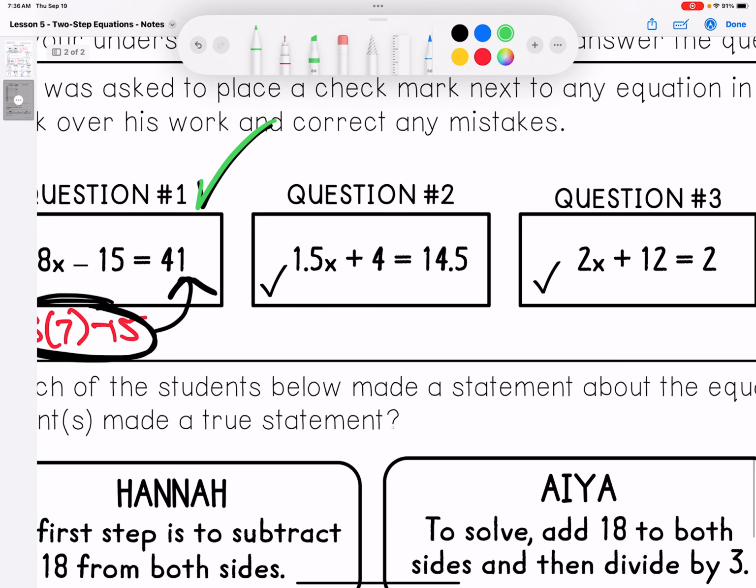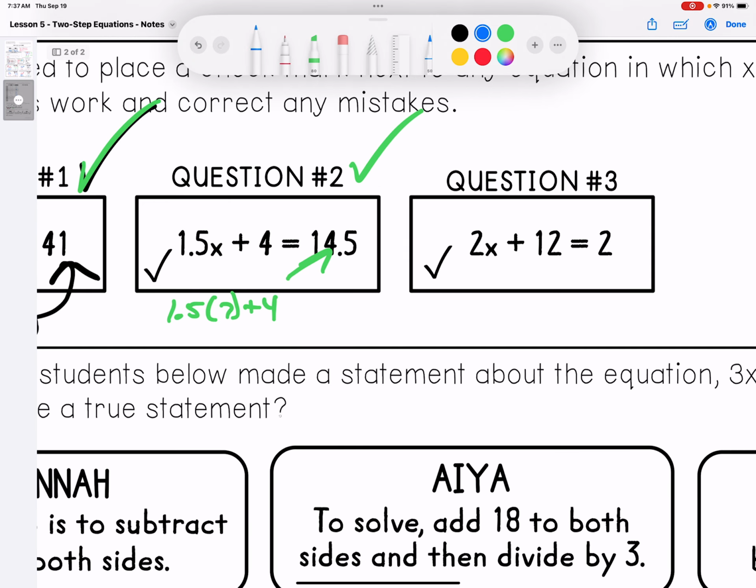The second one, you would go 1.5 in your calculator times 7 plus 4. Does that give you 14.5? So you type 1.5 times 7 plus 4 in your calculator. Does it equal 14.5? And when you get it back, it will, okay? So that's going to be a check.